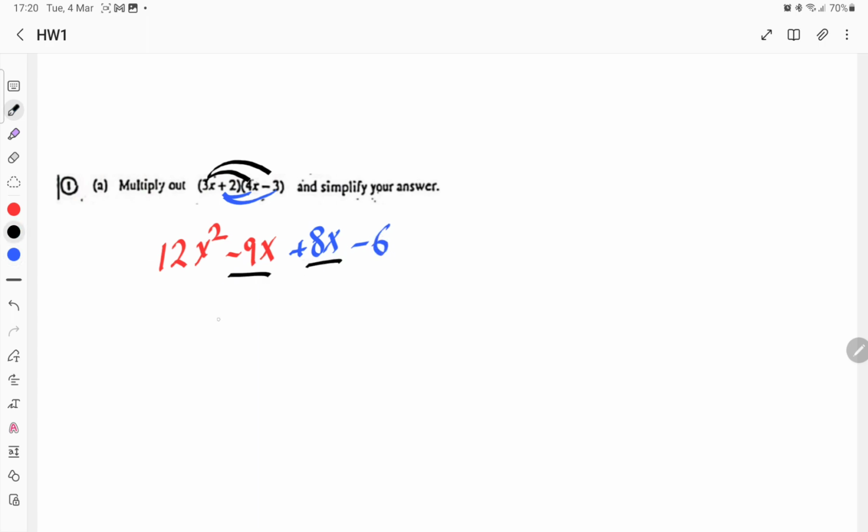Now we need to combine the like terms, negative 9x and 8x. Negative 9 and 8 is negative 1x. So the answer now is 12x squared minus x minus 6.